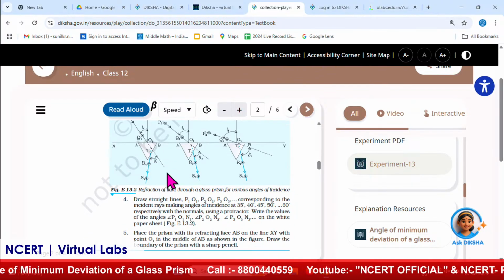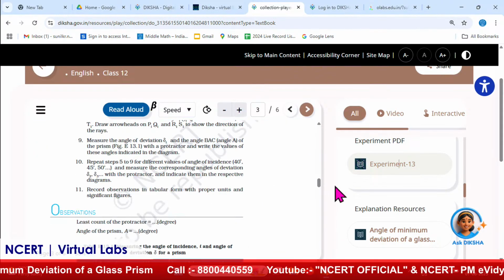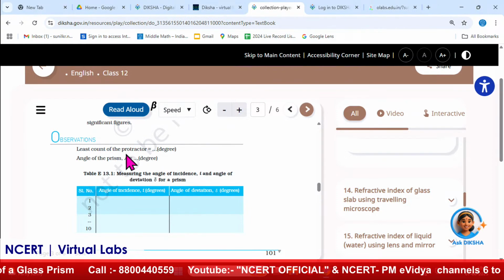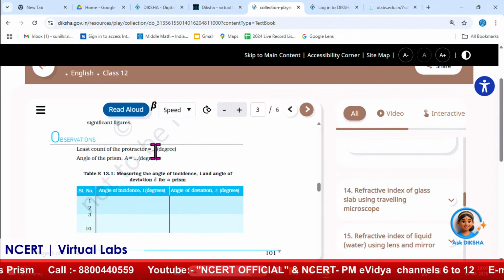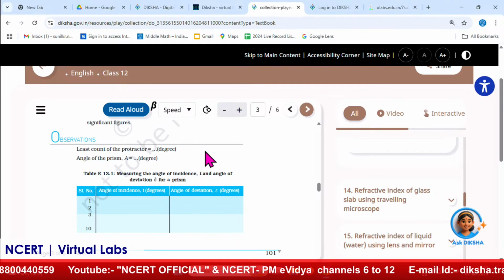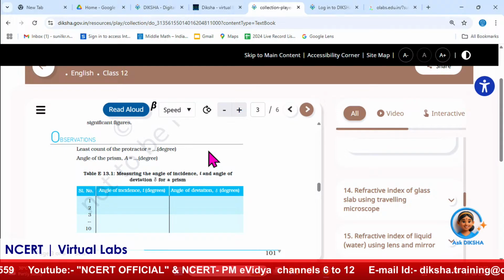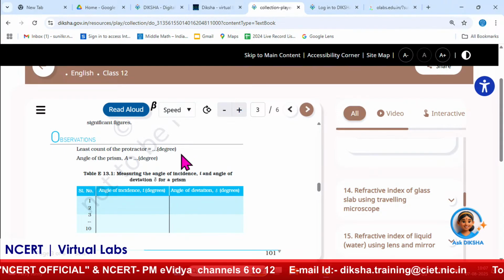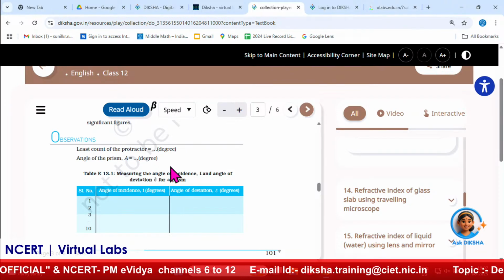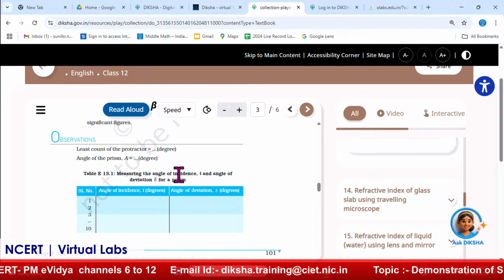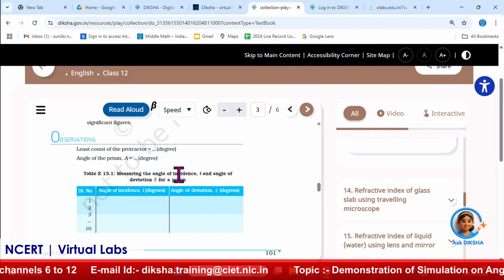So, this is the procedure written here. So, observation table is here. So, for this we have to calculate the least count of the protector, because here we are measuring the angle using a protector, and the normal protector has a least count of 1 degree, because 1 degree we can accurately measure from any protector. Angle of prism is a very important thing, because using this angle of prism we will calculate the refractive index of that particular medium, right.